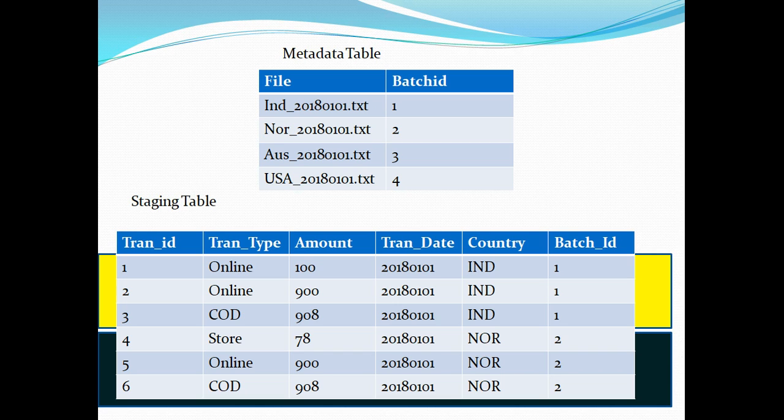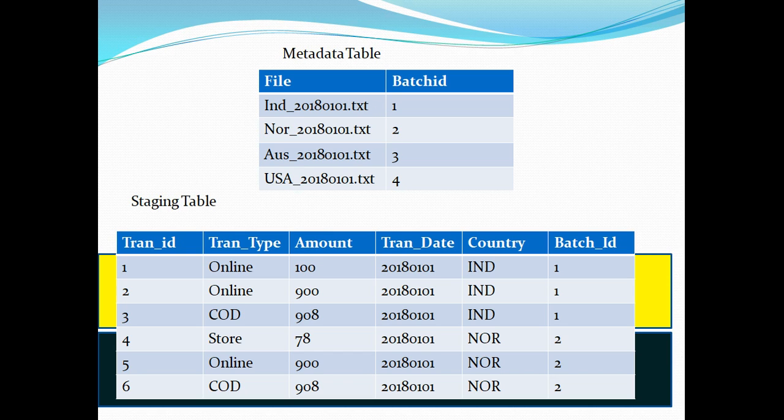So this is how my metadata table will look. I receive a file from India on 1st January 2018. I gave it the batch ID 1. This is my metadata table. I received a file from Norway on the same date. I gave it a batch ID 2, from Australia 3 and USA 4.